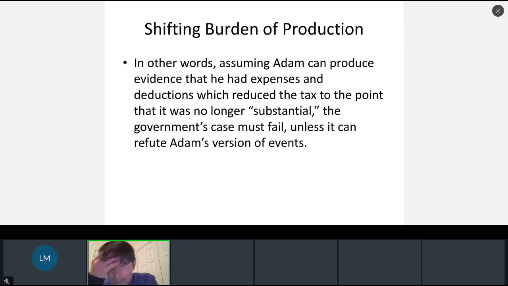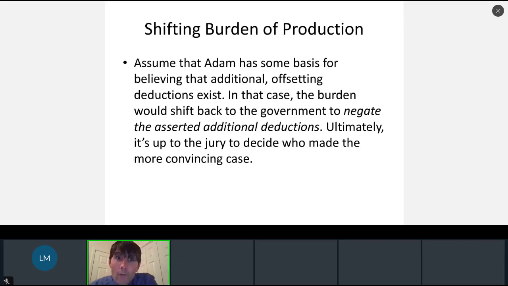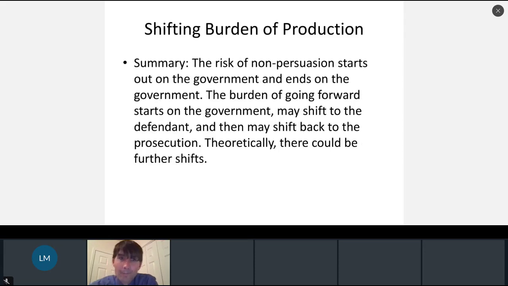For example, let's assume that Adam can produce evidence that he had expenses and deductions which reduced the tax to the point that it was no longer substantial. If he were able to do so, the government's case would fail, at least as it relates to tax evasion, unless the government can come back and refute Adam's version of events. Let's assume that Adam has some basis for believing that additional offsetting deductions exist. In that case, the burden shifts back to the government to negate the asserted additional deductions. Ultimately, it would be up to a jury to decide who made the more convincing case.